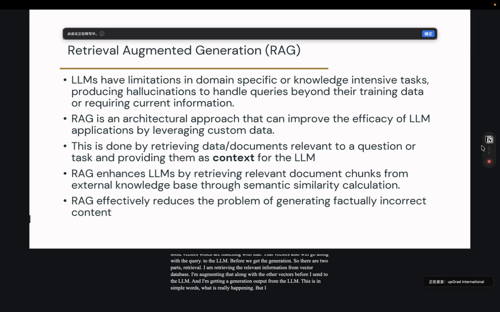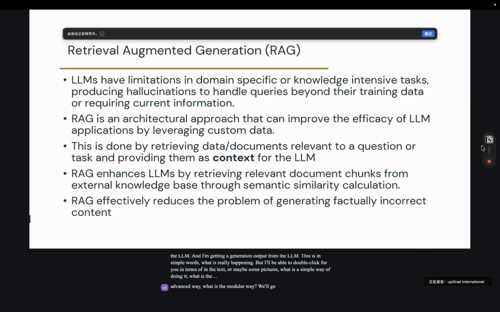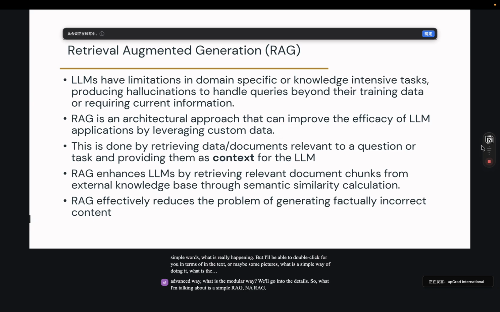But I'll double click for you in terms of text or maybe some pictures. What is the simple way of doing it? What is the advanced way? What is the modular way? We will go into the details. What I'm talking about here is a simple RAG, a naive RAG, a plain vanilla version of it. But we need a little more detail on how you go into the advanced one.